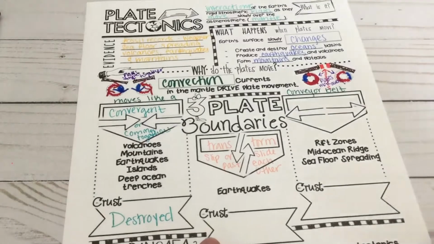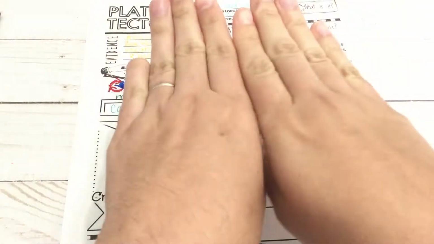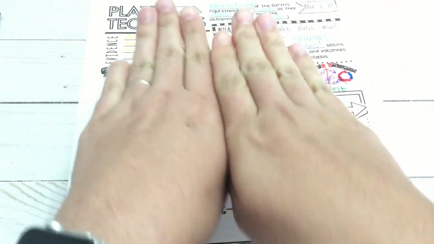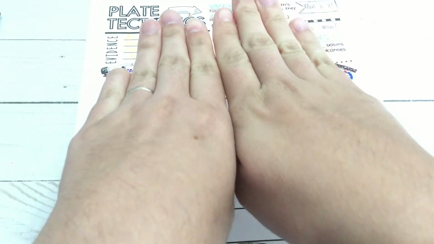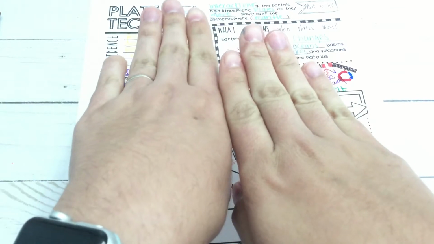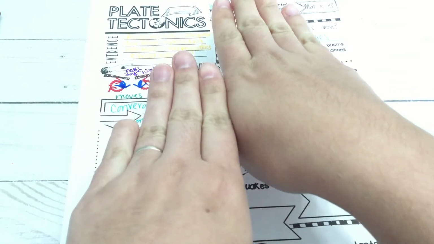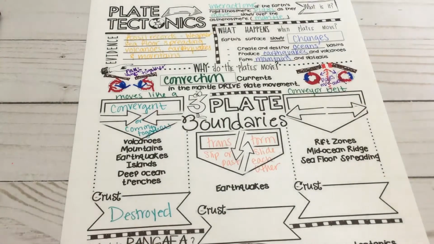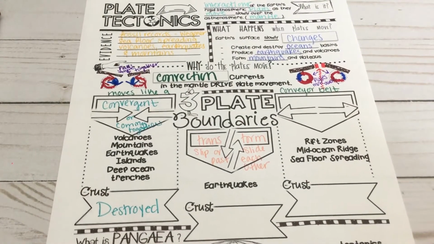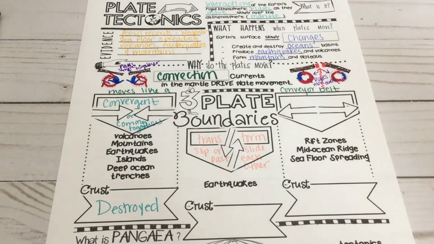And so with transform boundaries, what they do is they slip and slide past each other. So they're just moving kind of back and forth, but it's not like they're moving back and then forth like this. It's like they're continuously going in the same direction. But my hands are not as big as plates, so I do the back and forth motion.